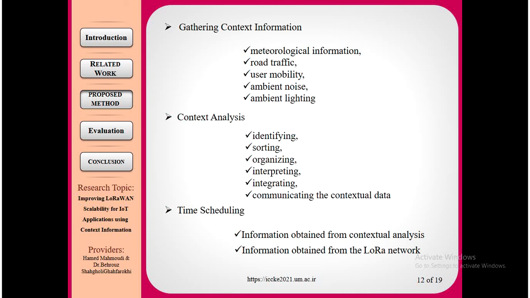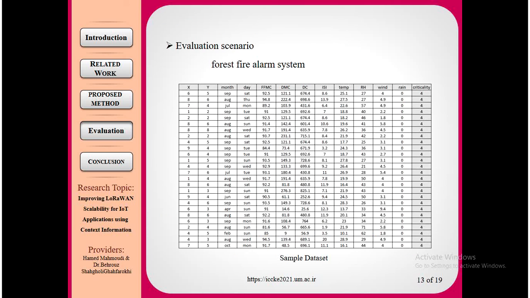At first, we gather context information from resources like meteorological information, road traffic, user mobility, ambient noise and lighting, and other resources that may be used. In the context analysis step, we identify, sort, organize, interpret, integrate, and communicate contextual data. The output of this step is the information that we need to use in the scheduling step. And in the time scheduling step, we use information obtained from the previous level and directly obtained from the internal LoRaWAN network.